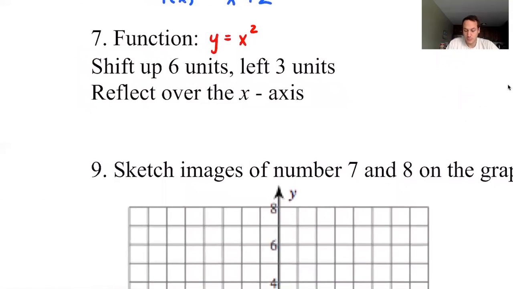This one's got everything. I have a reflection over the x-axis. I've got up 6. I've got left 3. So what we're going to have here is y equals the reflection over the x-axis. Shifting left 3 means that this is going to be x plus 3 squared, up 6.